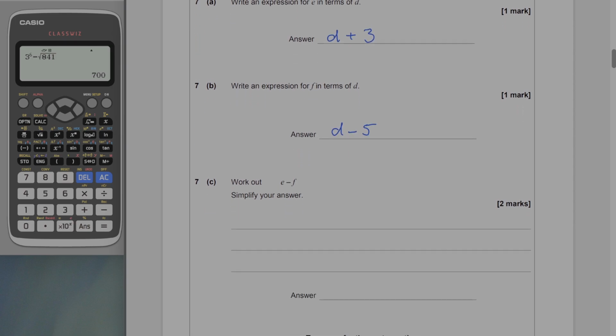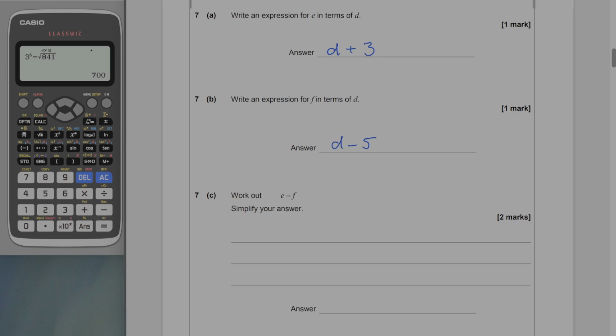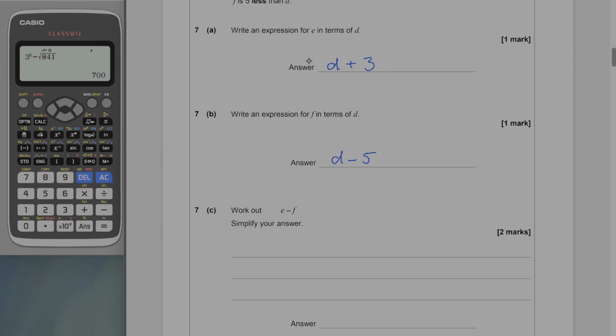Okay, and part C, work out E minus F. Well, we've just written down what E is and what F is. So E minus F is going to be D plus 3 minus (D minus 5). So that would work, but it says simplify your answer. Well, D minus D, they in effect cancel each other out. So we're left with 3 minus negative 5, which becomes 3 plus 5, which would give us 8.